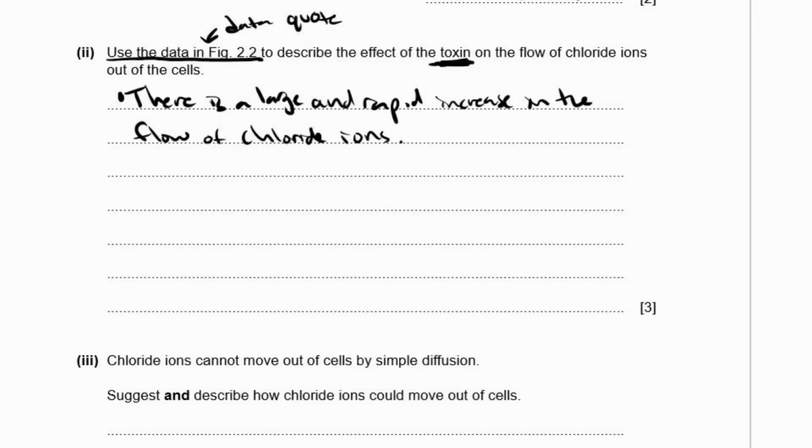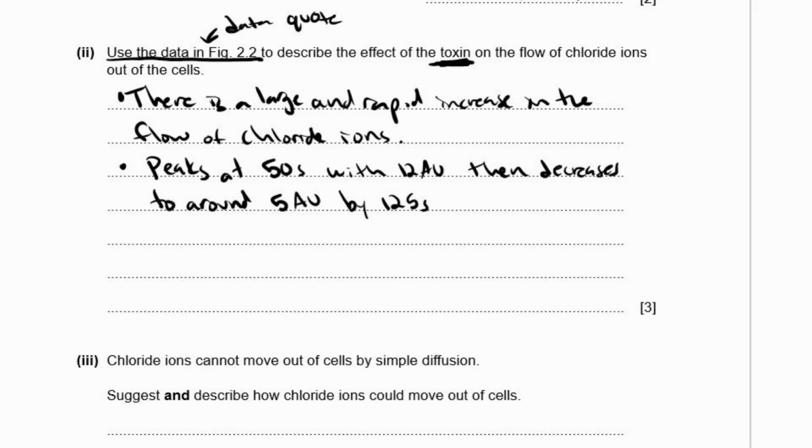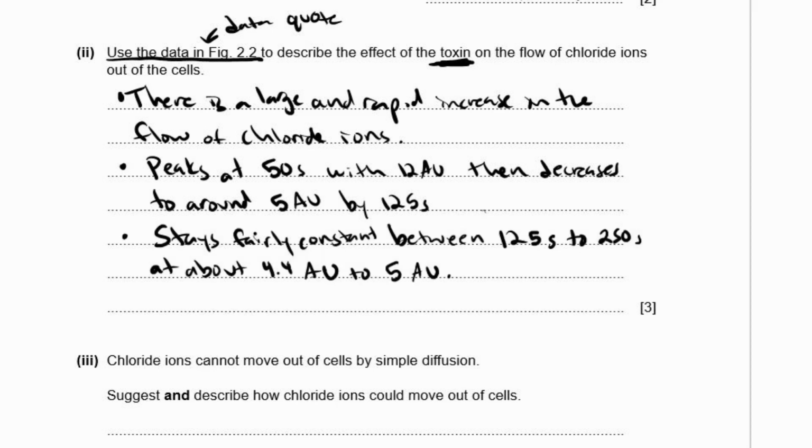So first of all, there's a large and rapid increase in the flow of chloride ions. It peaks at 50 seconds with 12 arbitrary units and decreases to around 5 arbitrary units by 125 seconds. It stays fairly constant between 125 seconds and 250 seconds at about 4.4 to 5 arbitrary units. So every time you quote a data point, you always put the units. Or else it doesn't really count.